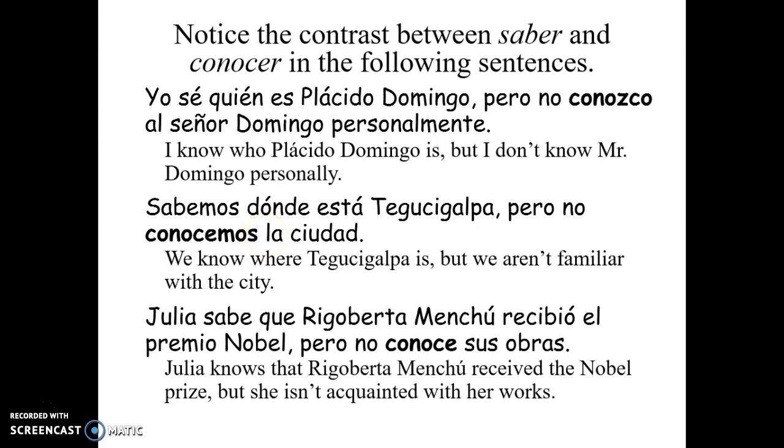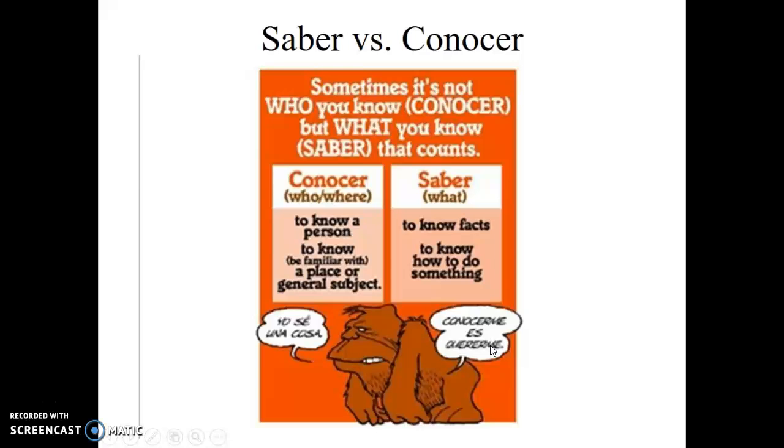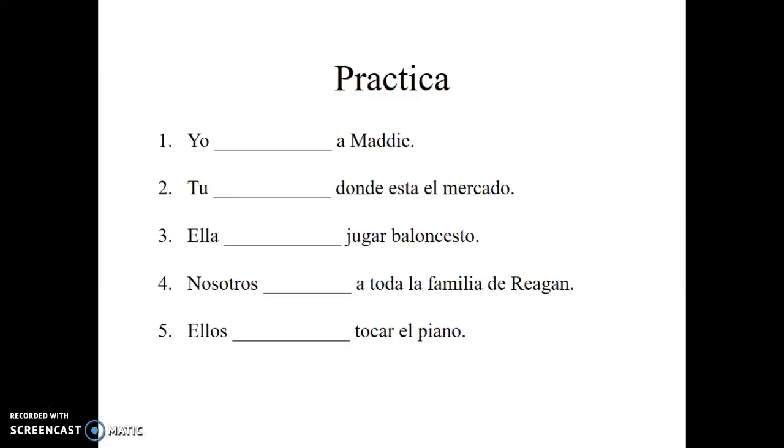Julia sabe que Rigoberta Menchú recibió el premio Nobel, pero no conoce sus obras. So Julia knows that Menchú received the Nobel Prize, but she isn't acquainted with her works. So she knows of this person, but does not personally know the works. Okay? And again, as I started with, I'm going to reintroduce the chart to you, keeping in mind that one of them is missing off of saber, which is to recall something from memory. Okay, now let's have some práctica.